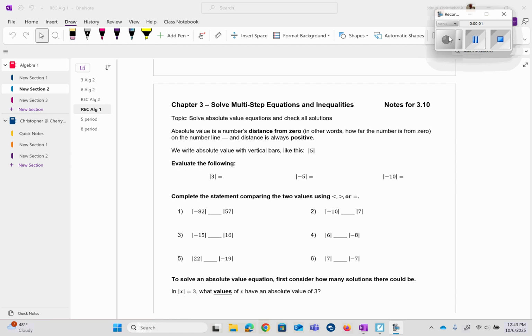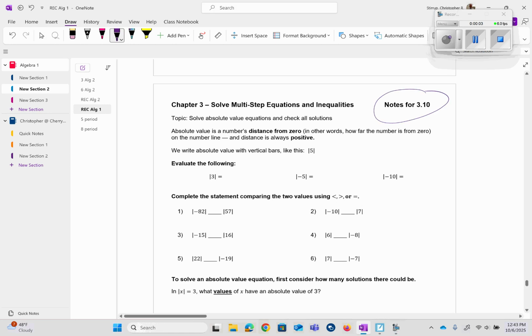Number one. This is for 310. So we've kind of jumped ahead. It's a little bit further down in your book. So absolute value is the distance from 0. So absolute value of 3 is 3. Absolute value of negative 5 is 5. Absolute value of negative 10 is 10.